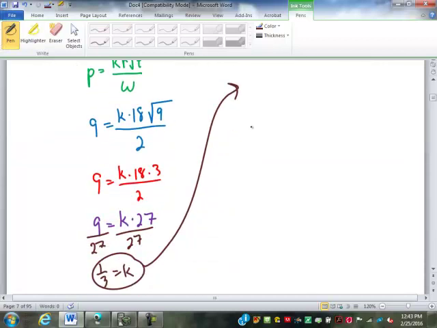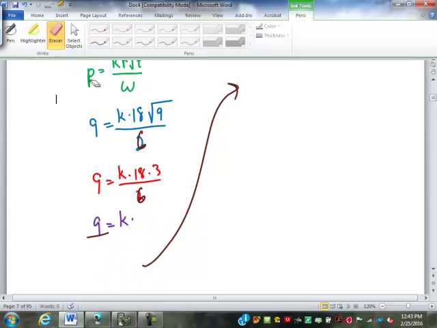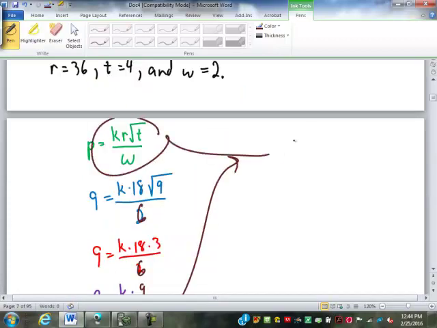Oops, w is supposed to be 6, not 2. W is 6. So 54 over 6 would make this 9, not 27. So now we divide by 9, k equals 1. So what that means, k equals 1, P equals 1 times R, so it's just R times the square root of T over W.